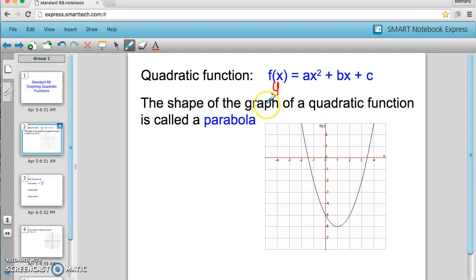Okay, so the shape of the graph of a quadratic function is called a parabola. That's this U-looking shape over here. A quadratic function is always going to give us that shape, either facing up like it is now or facing down. So I'm going to point out some important pieces of this graph. This point right down here is going to be called our vertex.